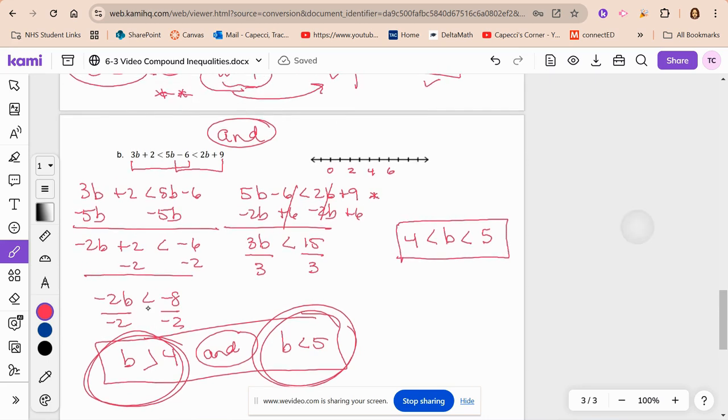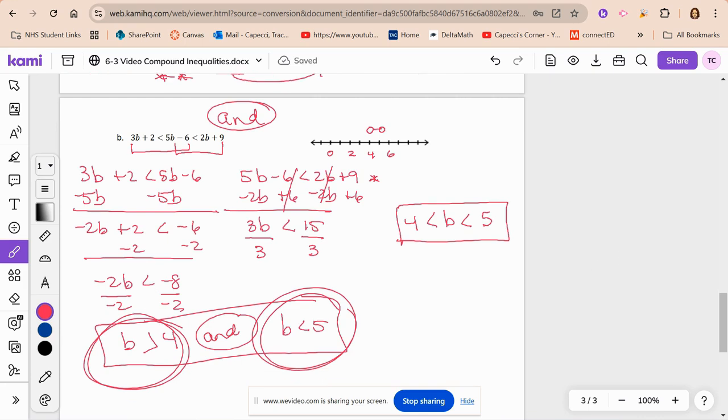So now I have to graph it. So I have an open circle above the 4 and an open circle above the 5, and I have my line in between, my little barbell.